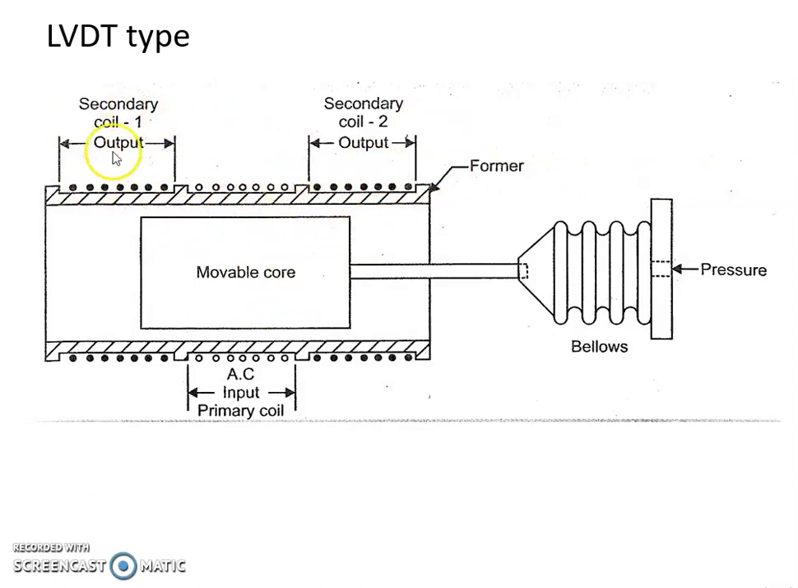This difference in the value of inductance between these two secondary coils is measured, which gives the value of applied input pressure. Conversely, if the pressure is applied in the backward direction, then obviously the inductance of secondary coil 2 increases and the inductance of secondary coil 1 decreases, and again this difference will give the value of applied pressure. The polarity of the change in the output voltage across the secondary coils will give the direction of applied pressure.